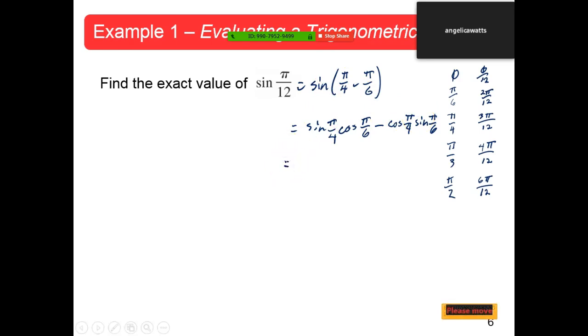Now, here's what I was afraid of. Does anyone remember what the sine of pi fourths is? These were our favorite angles. You knew and loved them. Can you remember what sine of pi fourths was? Anybody?